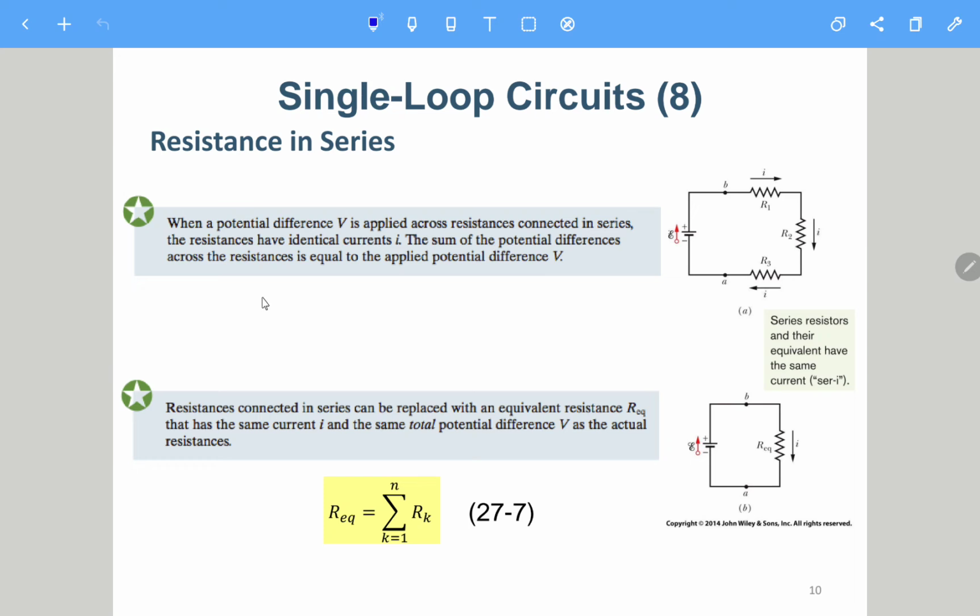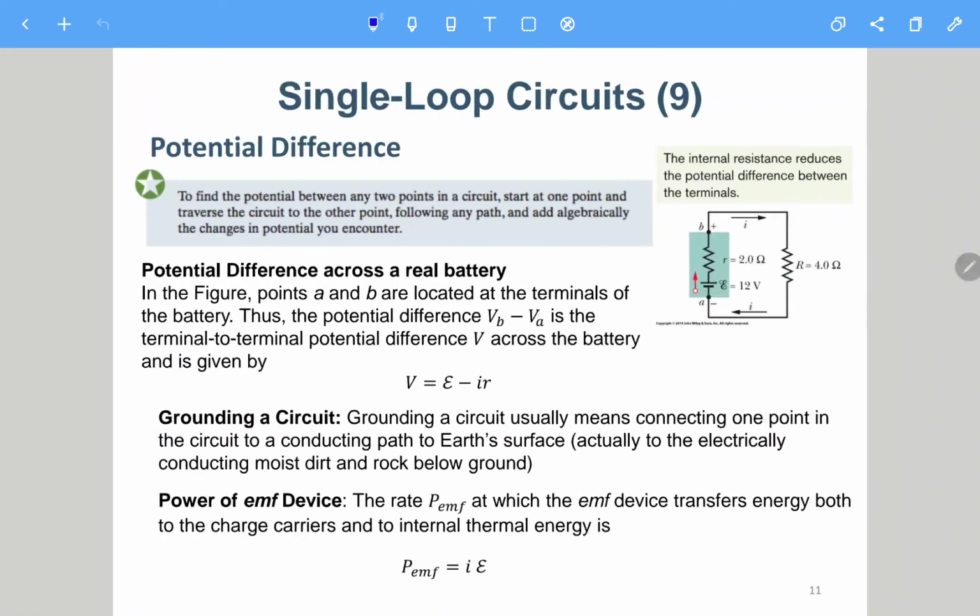Okay, so this is series resistance. We just add the resistance together. And then for here, it talks about the potential difference across a real battery.